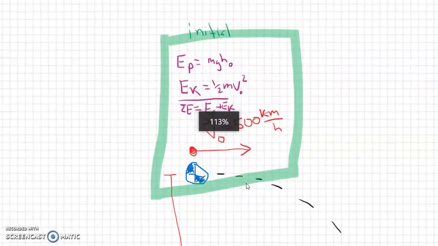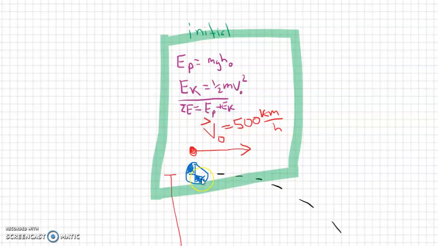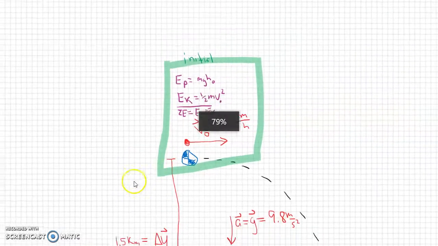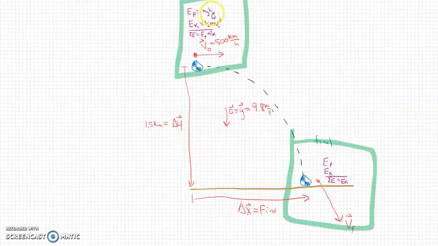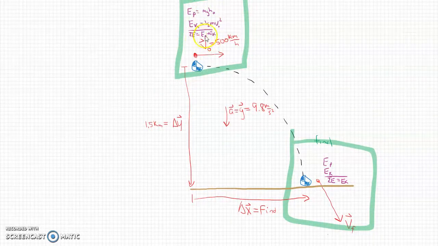When we take a look at this object, I believe it was the wheel of this airplane. We'll consider our system to be the wheel and the Earth. So we're going to have two types of energy: potential energy and kinetic energy. Since the object, in this case the wheel, is moving, it will have kinetic energy. And because it's raised above the ground, it is going to have potential energy. So that's going to be mgh. The total energy at this position is going to be the potential energy plus the kinetic energy.